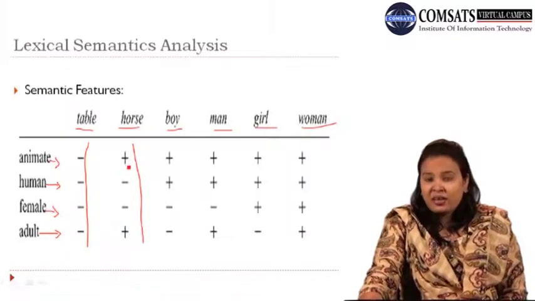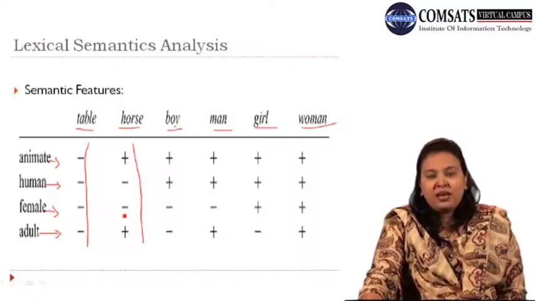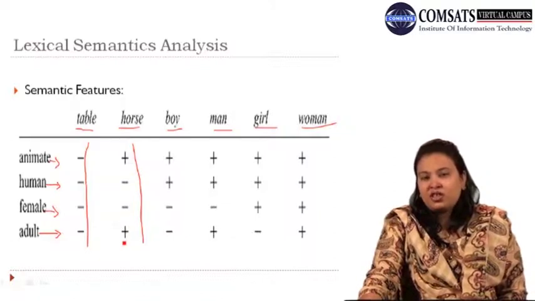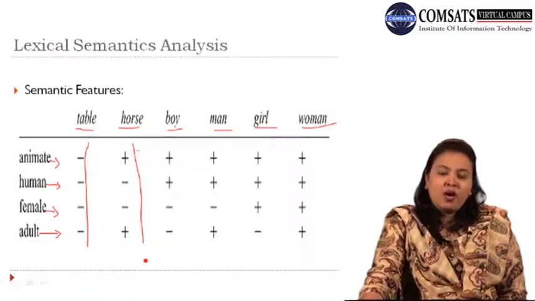Now look at the semantic features of the word horse. Is that animate? Yes, animate, living. Is that a human? No. Is that a female? No. Is that an adult? Yes. You know the little horses are usually known as ponies or something else, but the horse is an adult horse, an adult male horse. So this way we have the semantic features of the word horse.